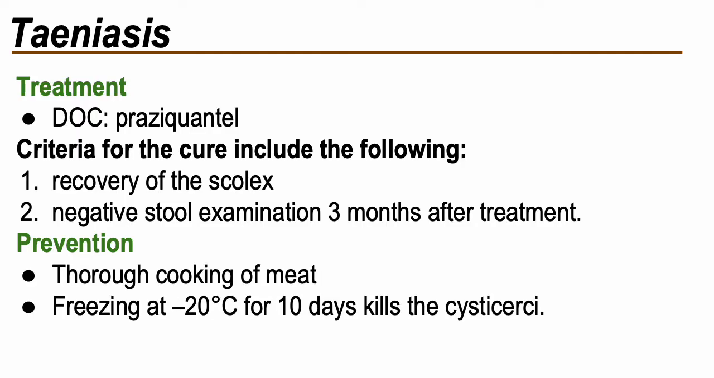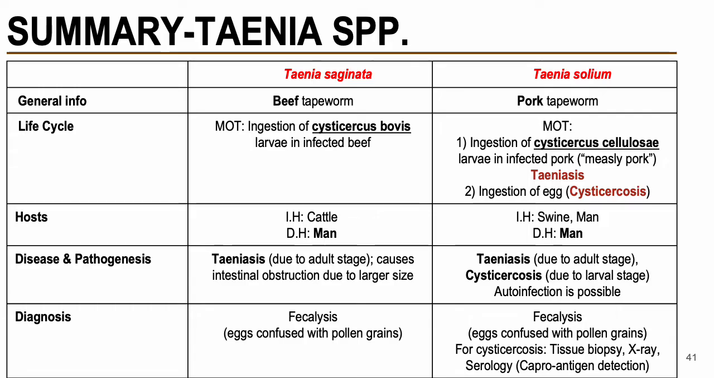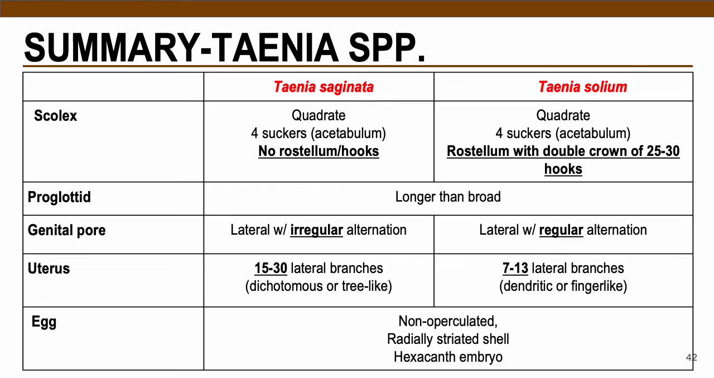So thorough cooking of meat and freezing the meat at negative 20 degrees for 10 days to kill the infective larva. So here is a comparison or summary of Taenia species in terms of their general info, life cycle, host, disease, and diagnosis. While for the morphology, here is a summary of the Taenia species.